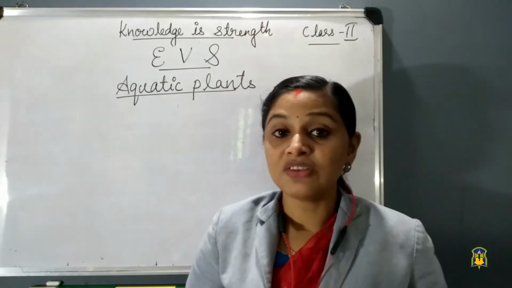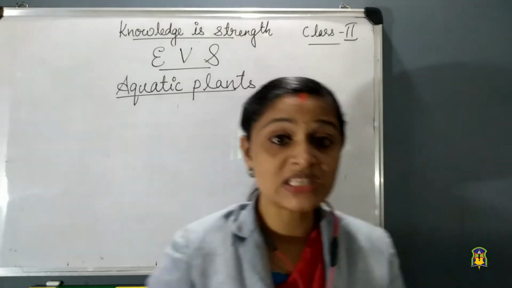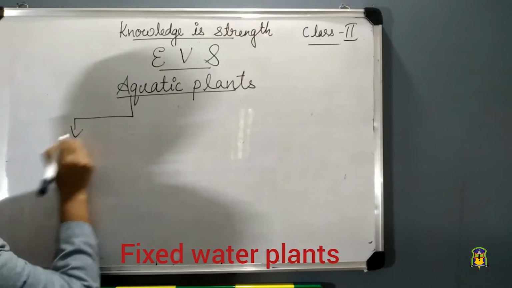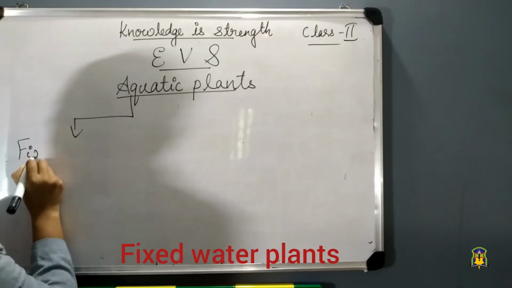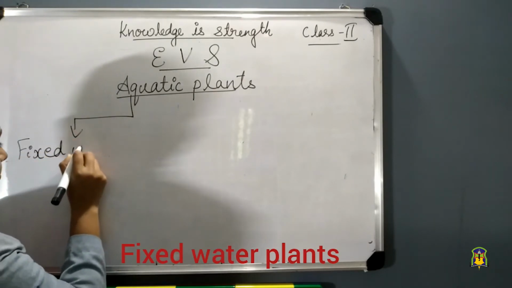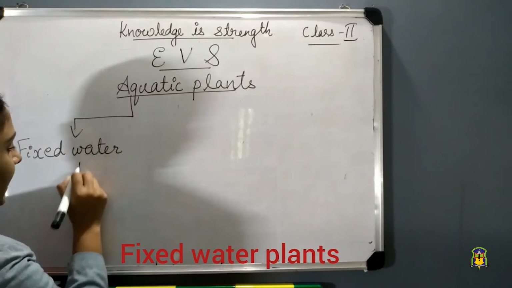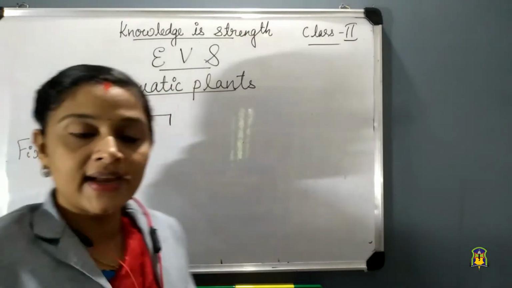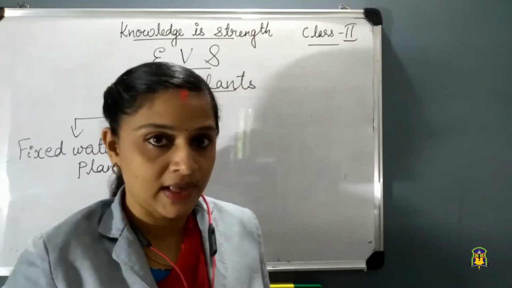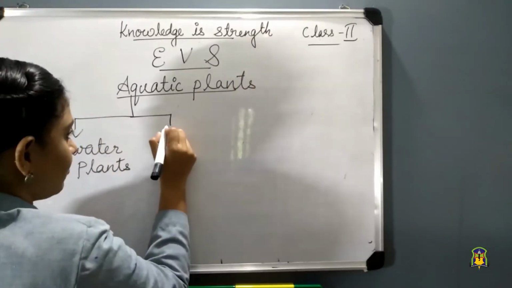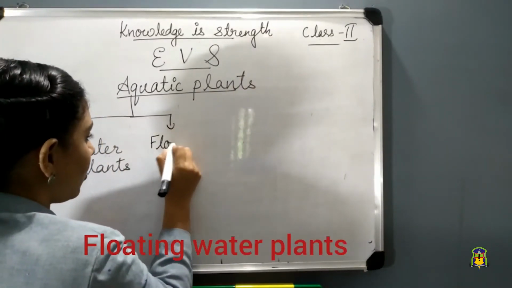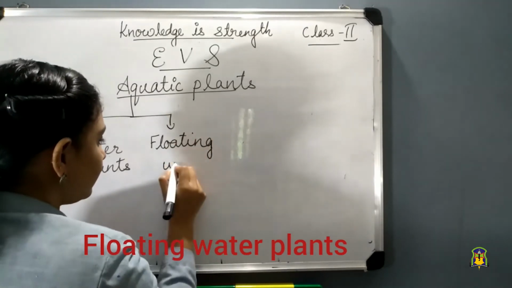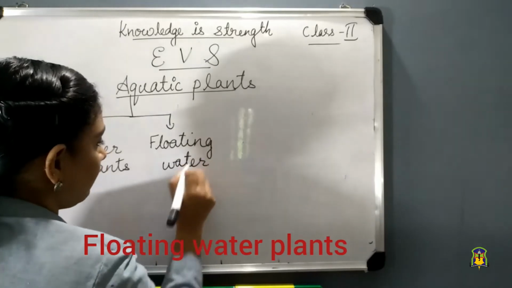I will say. First one is fixed water plants. Then second one is floating water plants. What is the spelling of floating? F-L-O-A-T-I-N-G. Floating water plants.